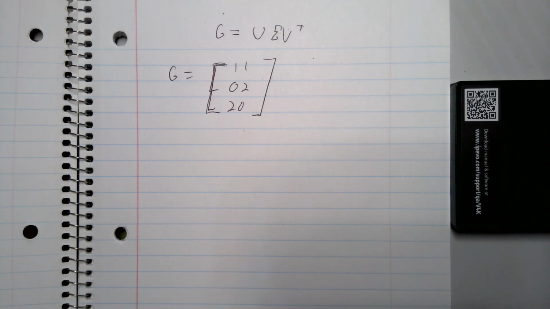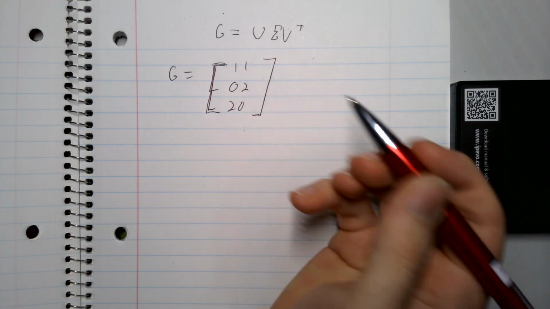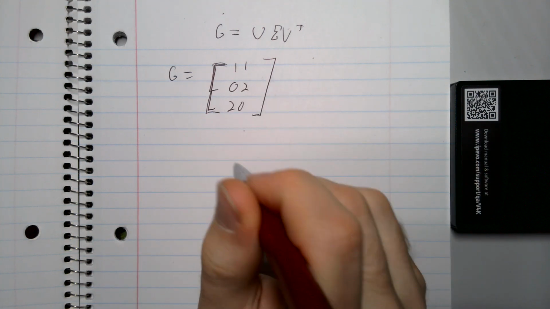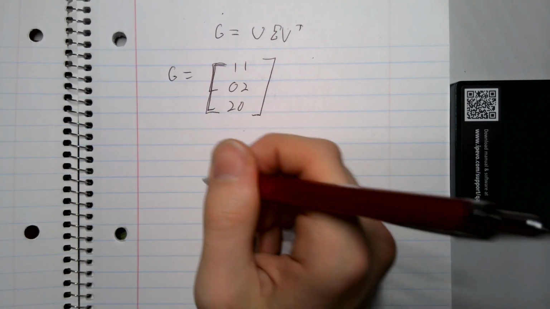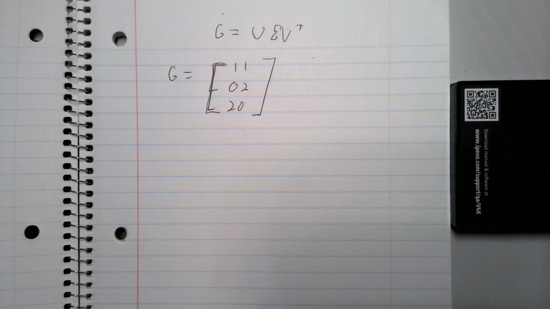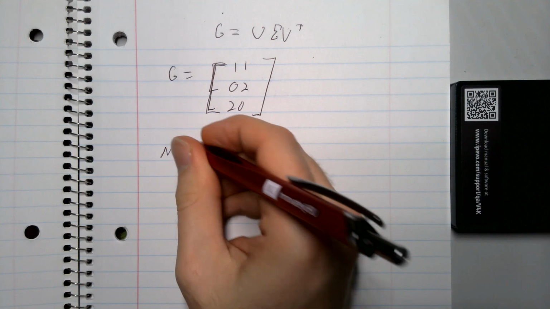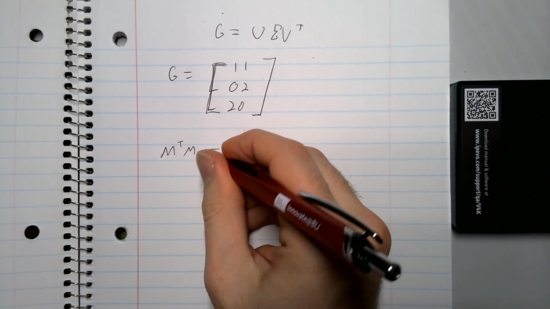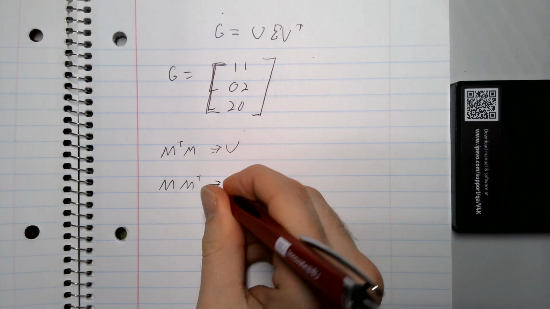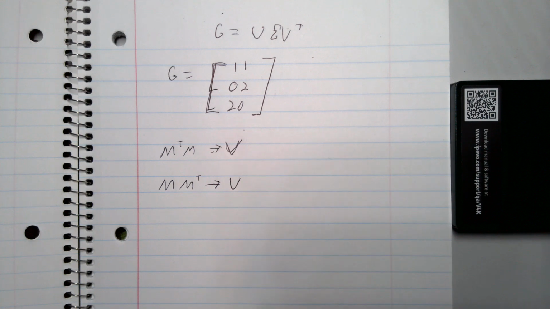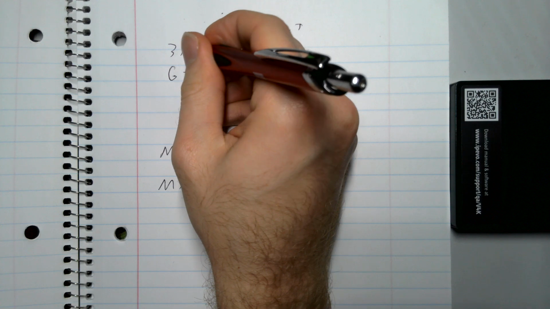So pretty much what we first want to recognize is that this is not a square matrix. So we need to multiply it by its transpose, or transpose it first and then multiply it by the original. And each of those will correspond to a different thing. If we were to do this, it would correspond to the V value, and if we were to do this, it would correspond to the U.